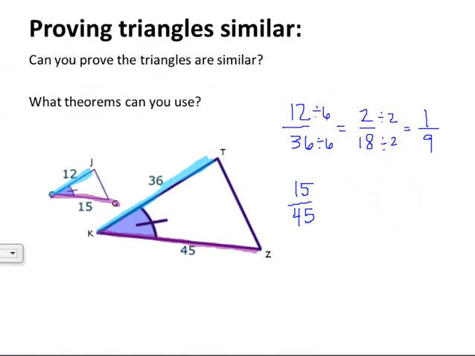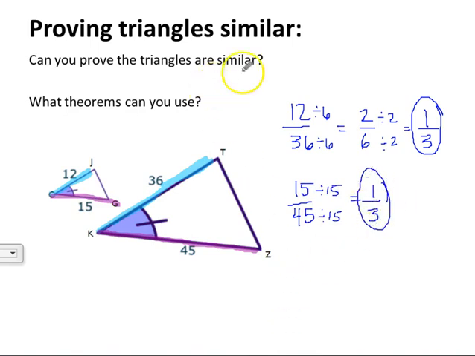Whoops, something doesn't look right, and I see what it is. So let me go fix that. 36 divided by 6 is actually 6. And then when I reduce that, that's going to reduce to a 3 on the bottom. Got that fixed. All right, so it reduces to 1/3. Does 15 over 45 reduce to 1/3? I know I can divide out 15 from both, and I get 1/3. So yes, these are similar, and we can use the side angle side theorem again.